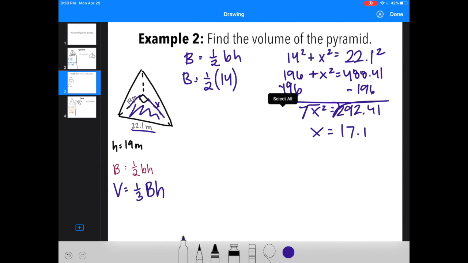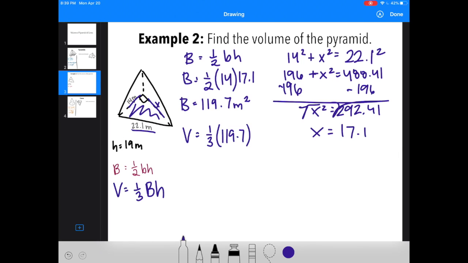So to find the area of the base, I'm going to take 1/2 times 14 times 17.1. So 17.1 times 14 divided by 2. My big B, or my area of my base, is going to be equal to 119.7 meters squared. All right, now that I have my area of my base, I can plug into my volume equation.